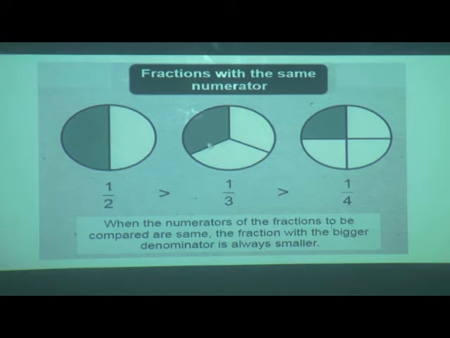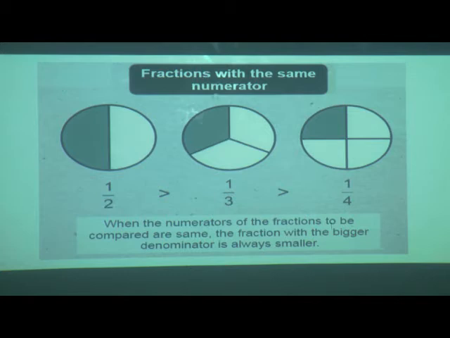Here we had divided the same pizza into 3 equal parts. Again here we had shaded one portion, so it is written as 1 upon 3. Out of 3 only 1 is shaded. Here we have divided into 4 equal parts. Out of that only 1 part is shaded, so we write it as 1 upon 4.